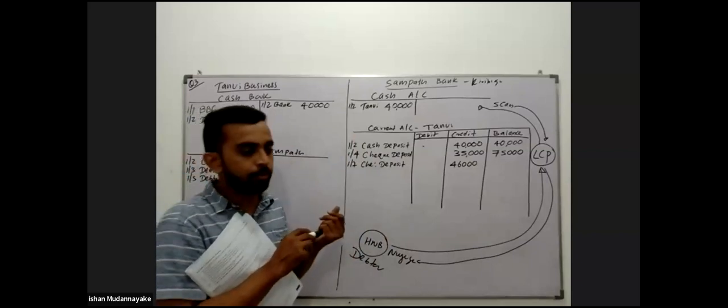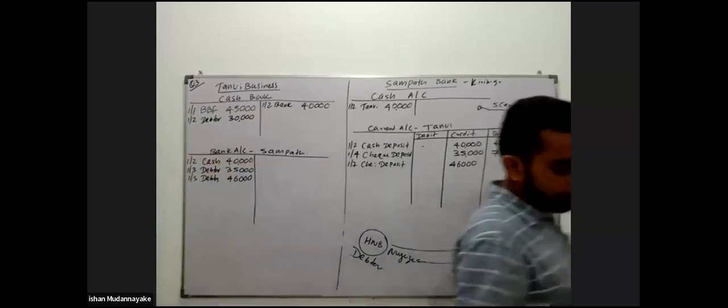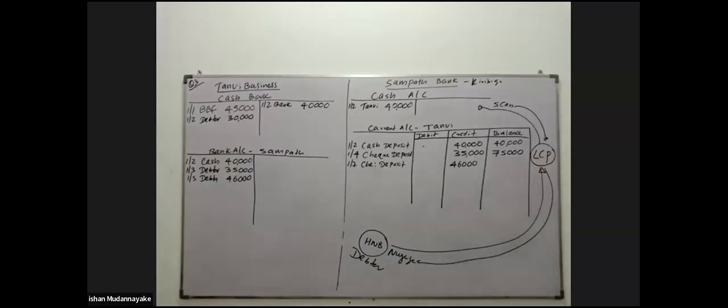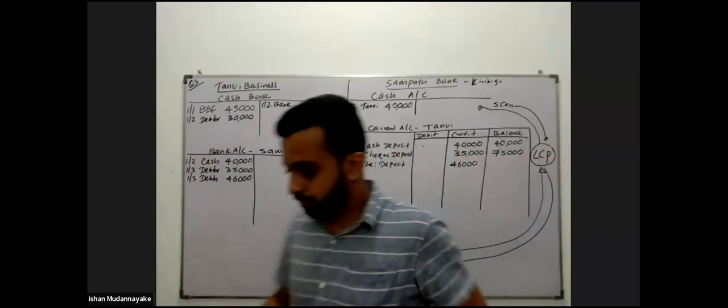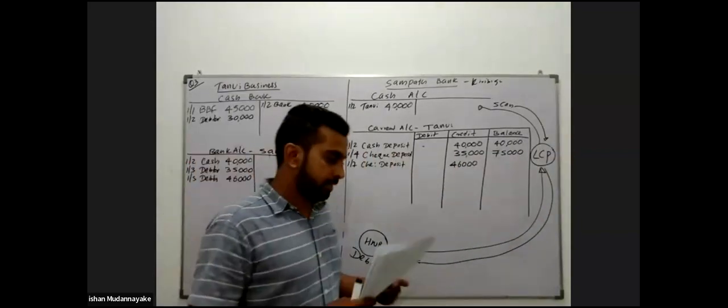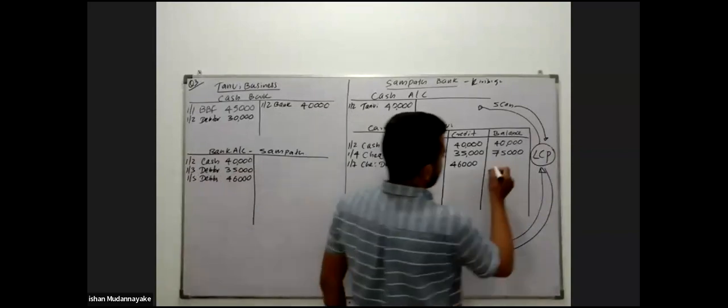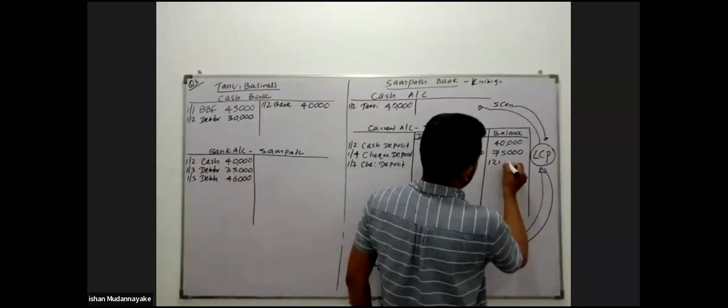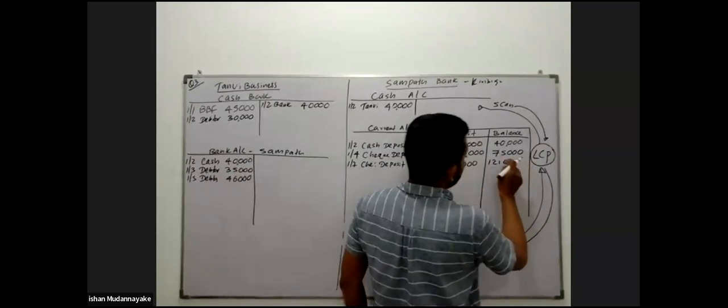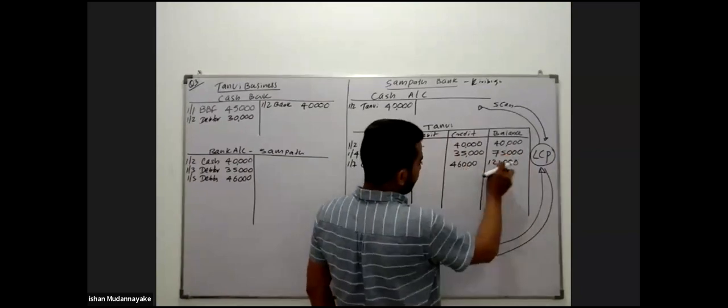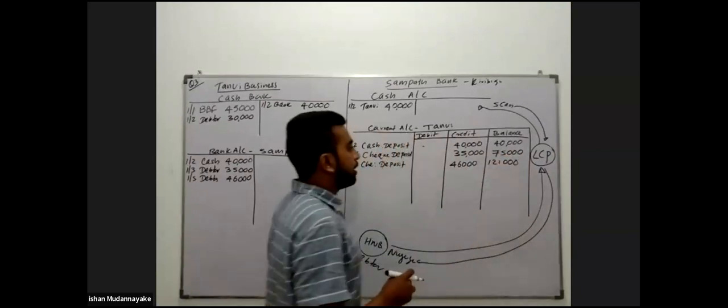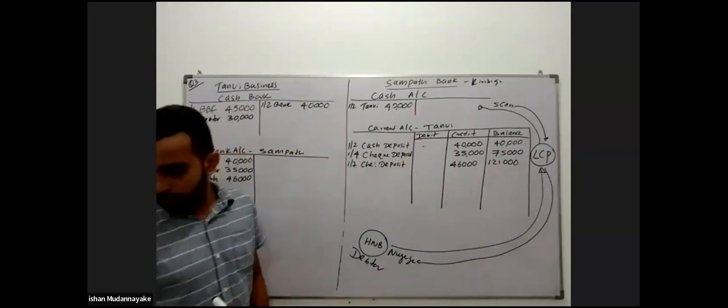Okay, right. Now how much is the balance available? 75,000 plus 46,000. How much is the balance? 121,000. Yes, very good. Now 121,000. Balance available in the current account is 121,000.